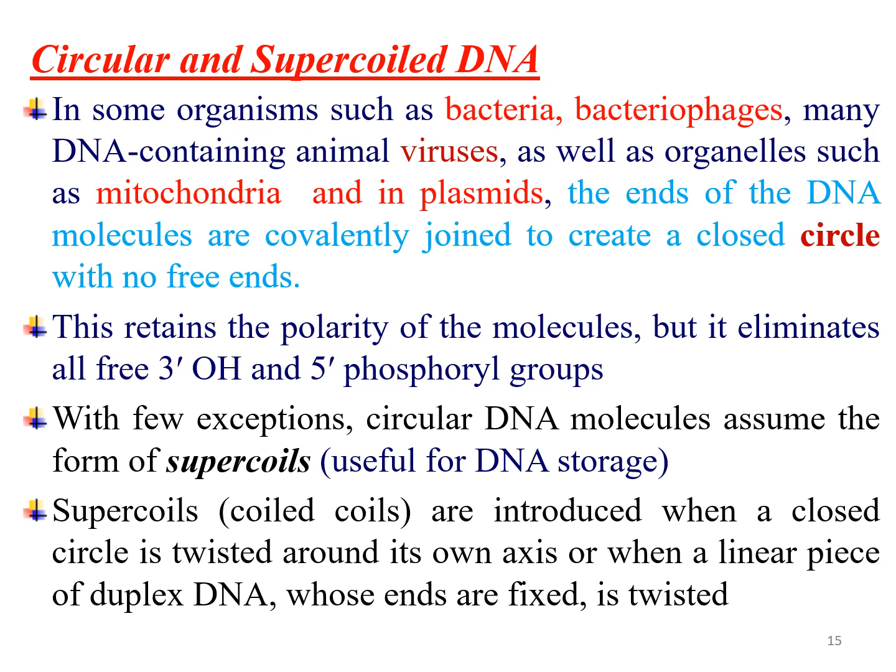You know that our DNA is a very large molecule, which can be stored in the cell by using the supercoiling principle. Supercoils, or coiled coils, are introduced when the closed circle is twisted around its own axis, or when a linear piece of double-helix DNA whose ends are fixed is twisted together. This DNA is very large, so it can be kept in our body in small places by this technique of supercoiling.